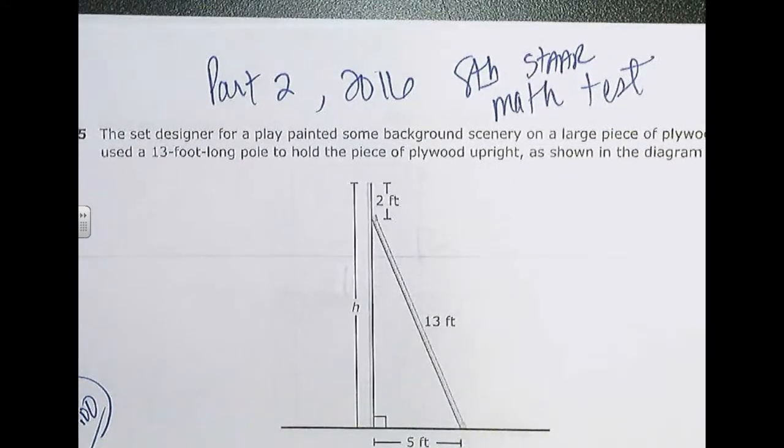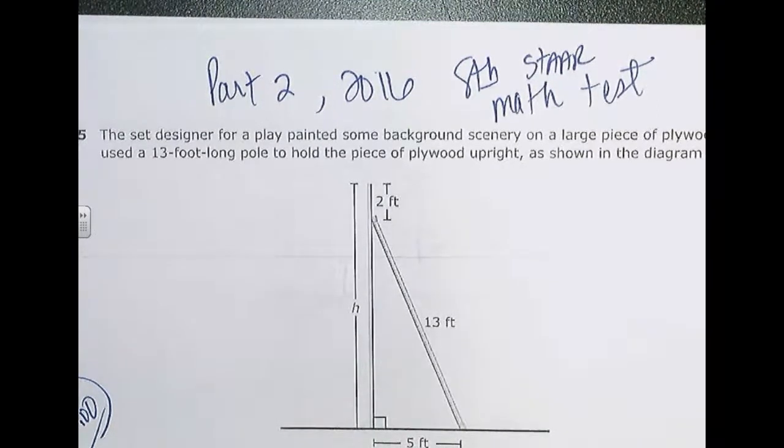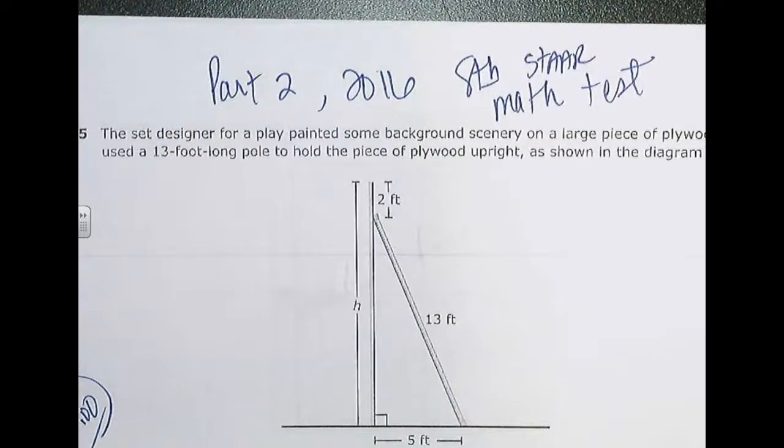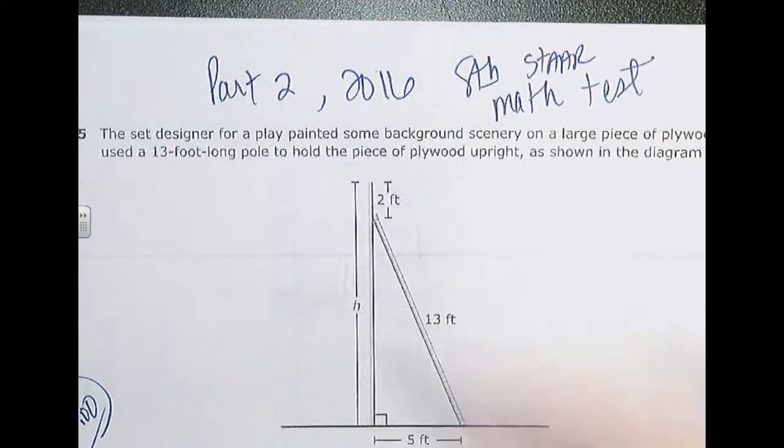This is part 2 of the 2016 8th grade STAR math test, and we're going to work on problems 15 through 29. So here we go. The set designer for a play painted some background scenery on a large piece of plywood. He used a 13-foot long pole to hold the piece of plywood upright as shown in the diagram. So here's your diagram. It asks what is H right here.